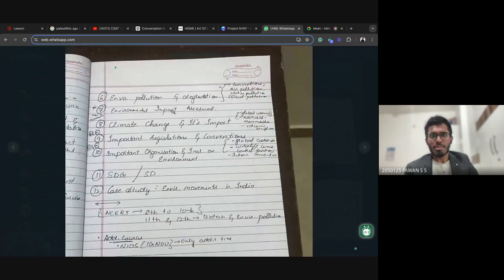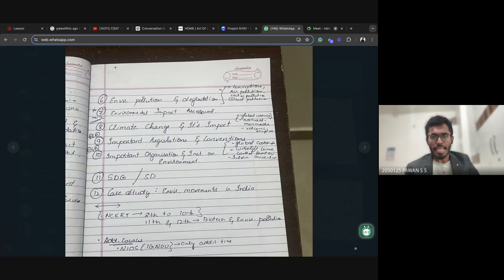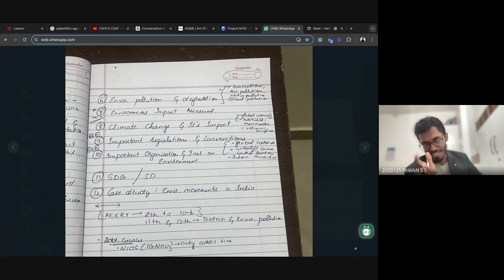In the sixth chapter, we'll be learning about environmental pollution and degradation. As I said, air, water, soil, all kinds of pollution and degradation. In the sixth chapter, we'll be going very deep. In the seventh chapter, if you observe, I've highlighted it for the mains perspective, as a lot of questions have been asked. That's about environmental impact assessment. Just put a star mark and write it down in your book. The eighth topic is climate change and its impact.